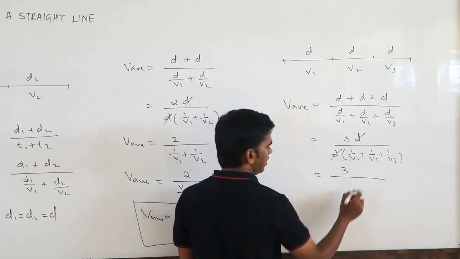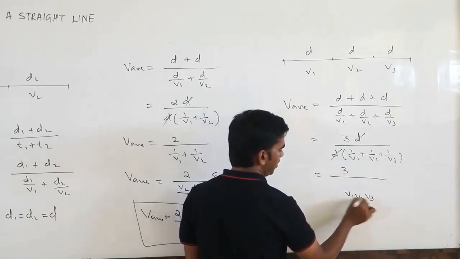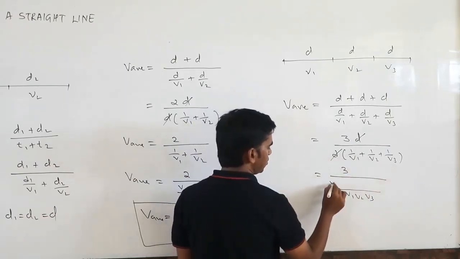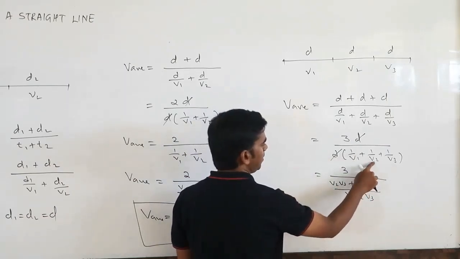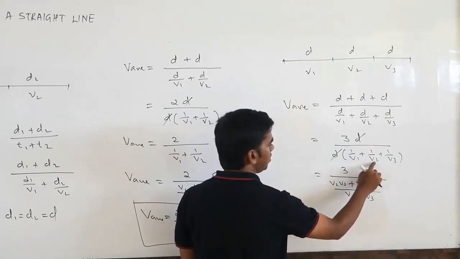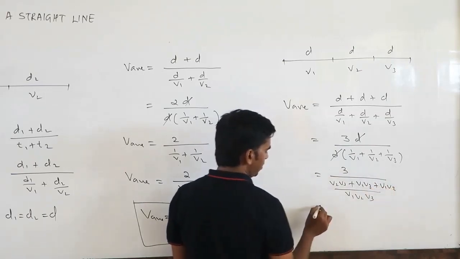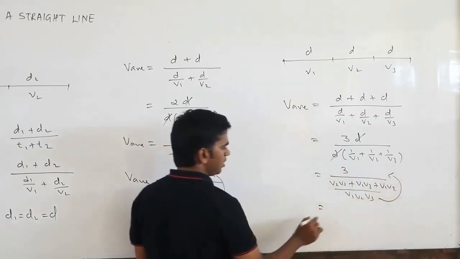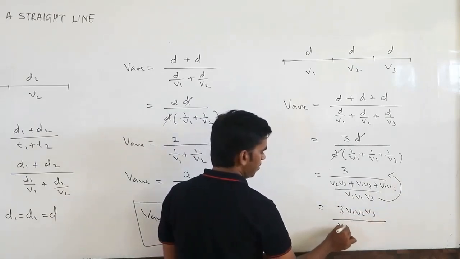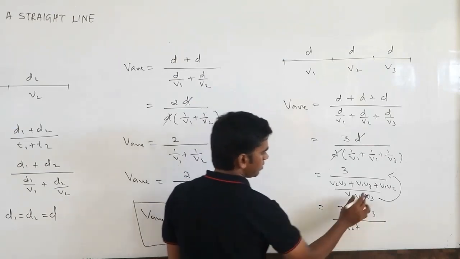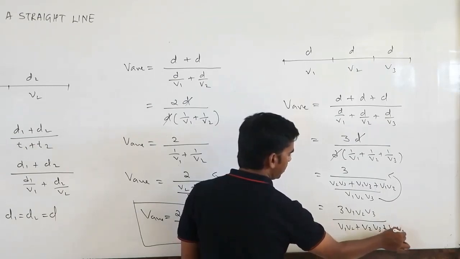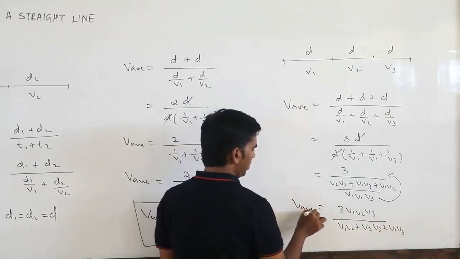So what is the LCM? V1, V2, V3. So here V1 is there. What is not there? V2, V3 is not there. So V2 V3, plus V2 is there, V1 V3 is not there. So V1 V3, plus V3 is there, V2 V1 is not there. So V1 V2. So again what will happen? This will come to here. So 3 V1 V2 V3 whole divided by V1 V2 plus V2 V3 plus V1 V3. So this is the V average.